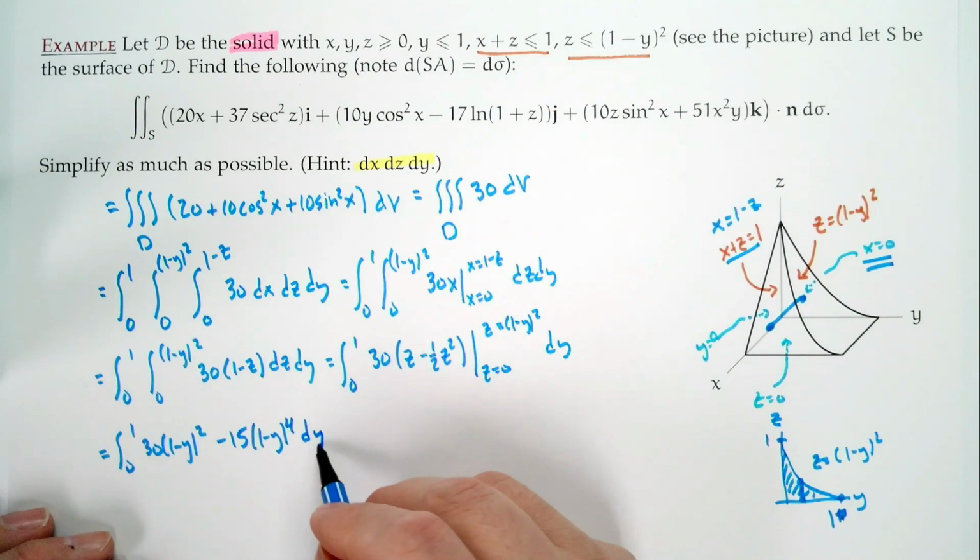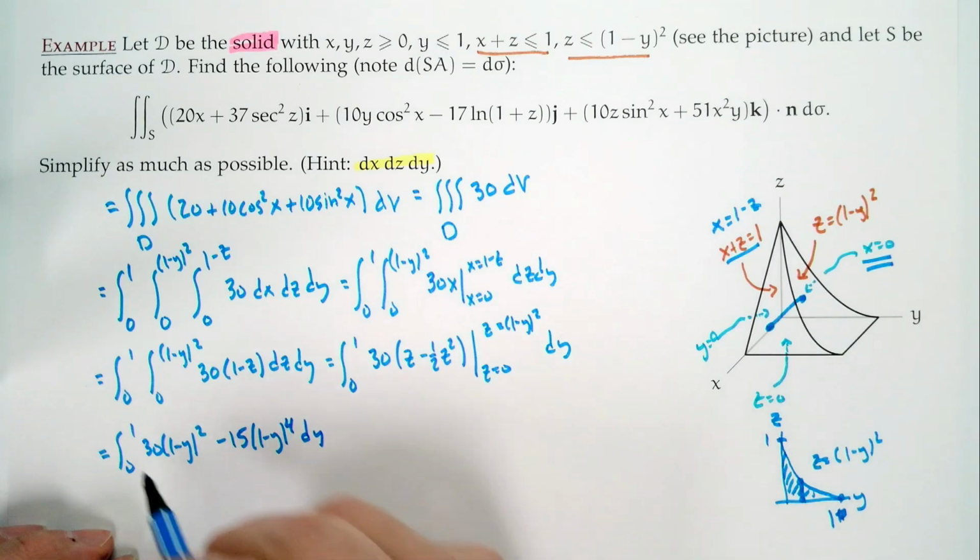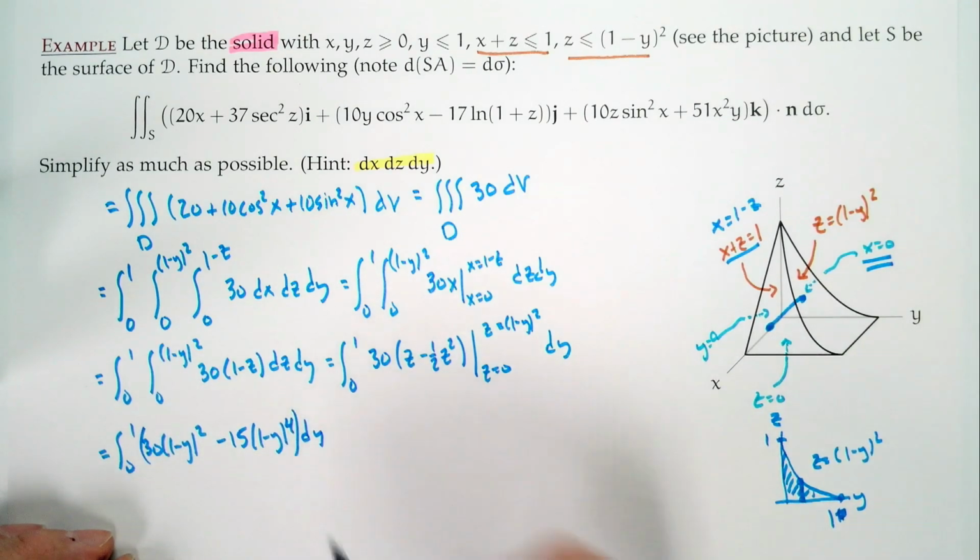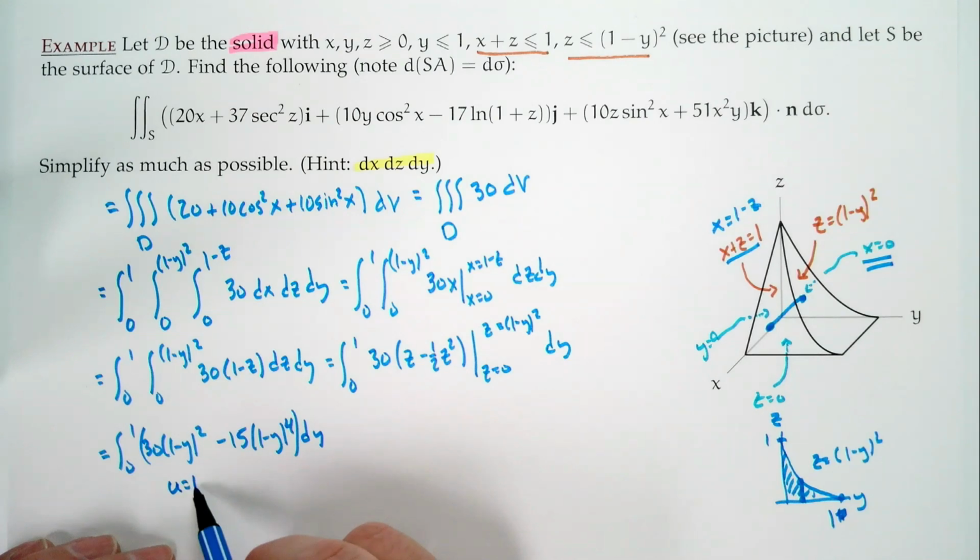All right. Now, at this point, you're like, look at this terrible thing you have to integrate. But you can actually do it pretty simply. Now, one way you could do it is by substitution, if you let u equal 1 minus y, which, let's go ahead and just do that. u equals 1 minus y. What do you get?